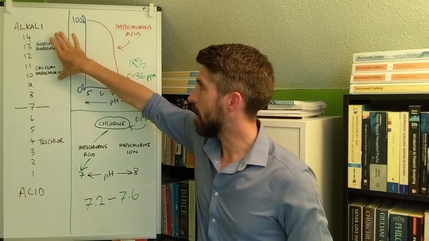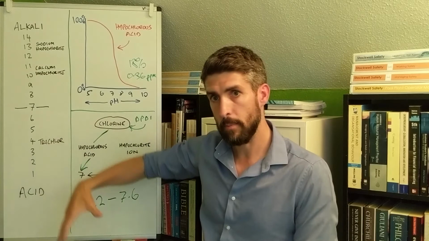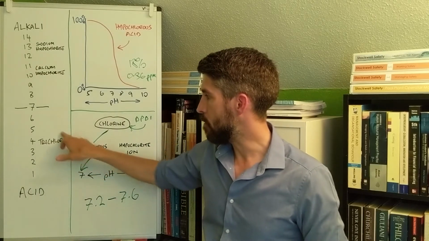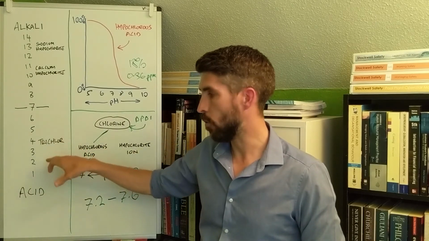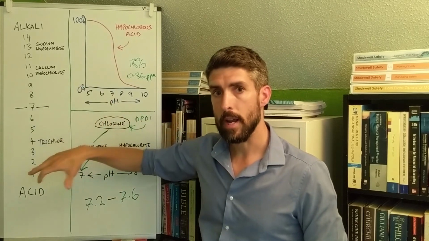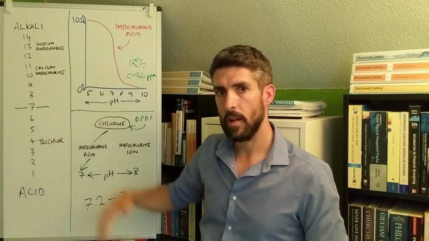So if you're using alkali disinfectants, you're going to be adding an acid as a pH correctant. If you happen to be using an acidic disinfectant, you're going to be using an alkali pH correctant to get your pH level up.